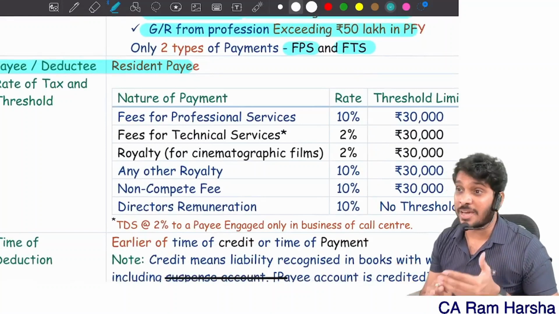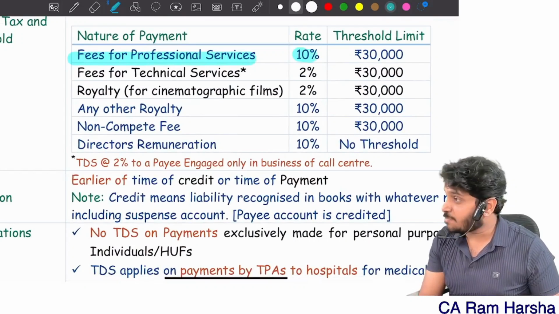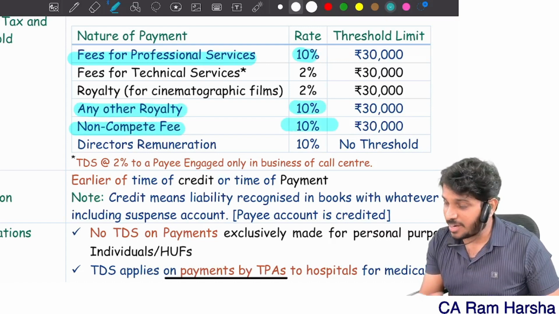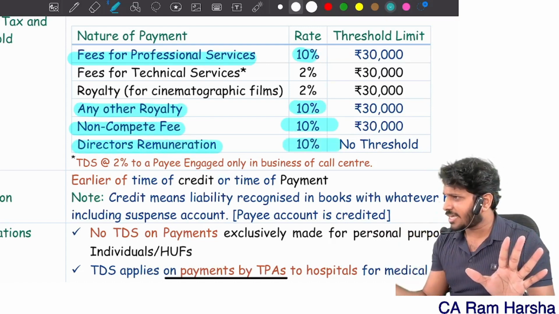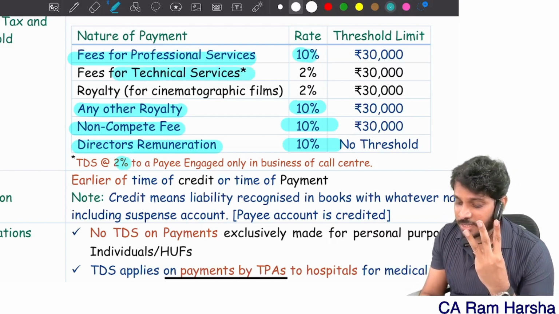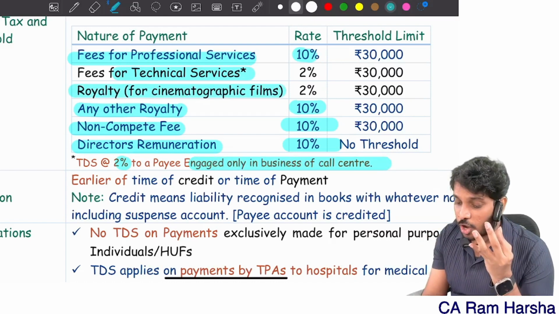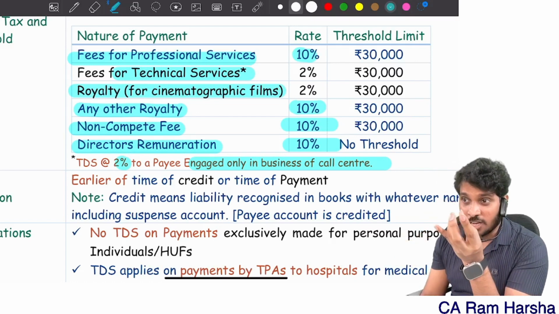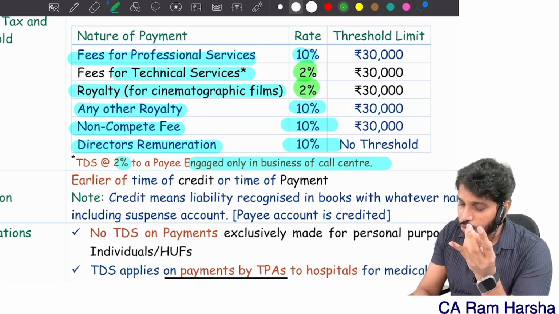Next, who is the payee? Resident payee. TDS at what rate? Sir, for professional service, 10% is the TDS. For royalty, 10% is the TDS. Non-compete fee, 10% is the TDS. Director remuneration, 10%. Everywhere, 10% only. Yes or no? However, for technical services, royalty for cinemas, or if the recipient is engaged in call center operations, the TDS rate is 2%.